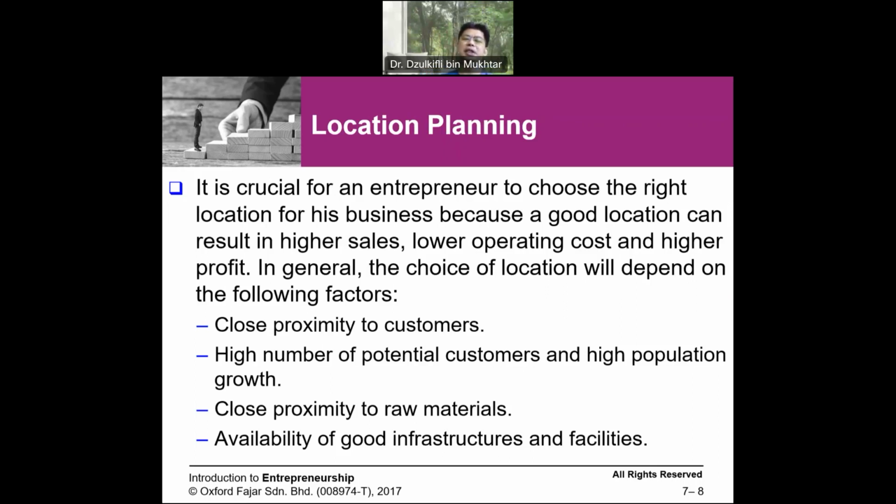High number of potential customers and high population of growth, definitely. This is where you see what we call the purchasing power of the customers. Kuasa beli customer, and high population of growth if you are looking at what we call the scale of the business.